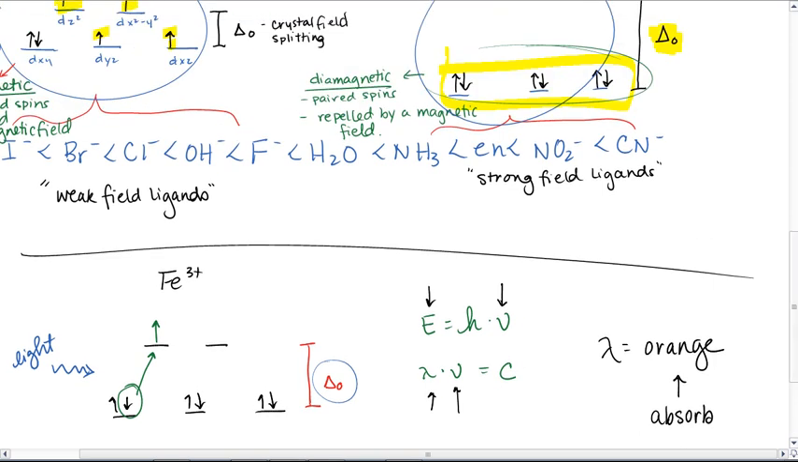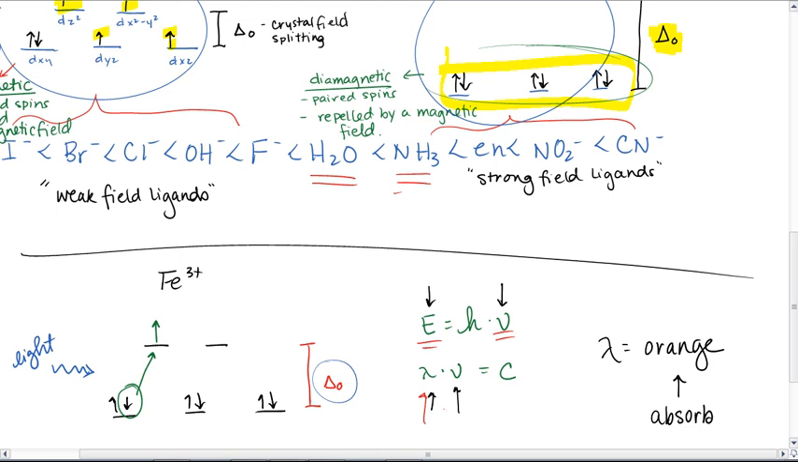Well, if we think back and we look at our ligand, here's water, here's ammonia. Ammonia creates a stronger field, a crystal field splitting. So it's going to correspond to a bigger energy. Well, that bigger energy is going to correspond to a bigger frequency, smaller wavelength. It's going to shift what it's absorbing to a slightly smaller wavelength, which is going to shift the color we perceive somewhat.